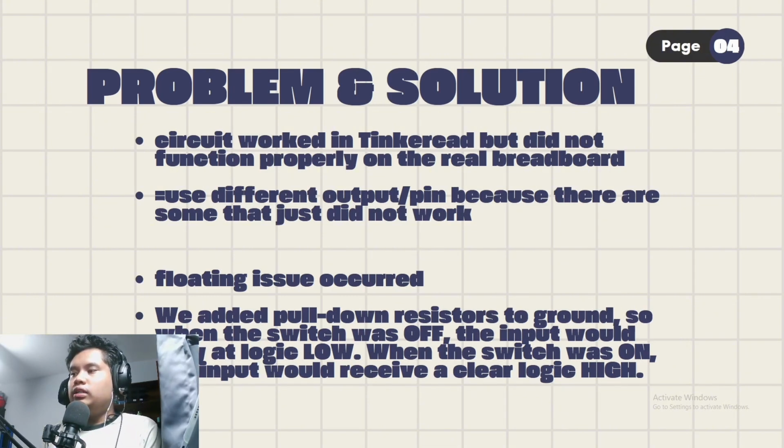Another thing that we encountered is that some floating issues occurred in our circuit. To overcome that, we added pull down resistors to the ground, so when the switch was off, the input would stay at logic low. When the switch was on, the input would receive a clear logic high.